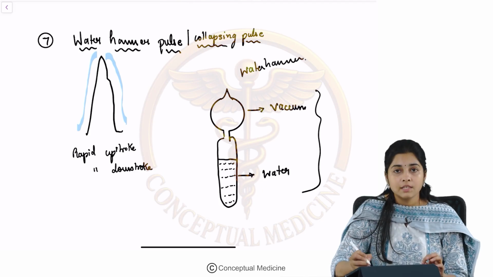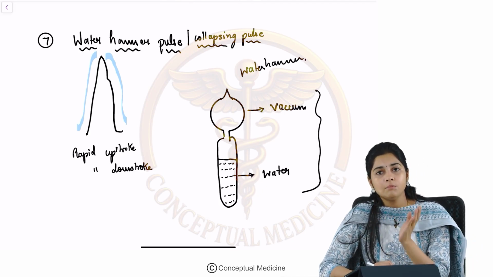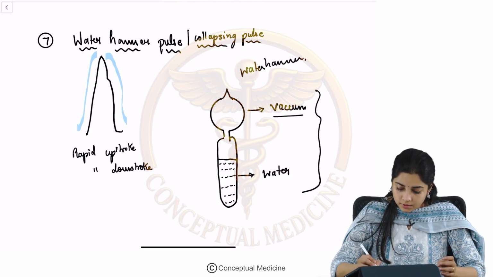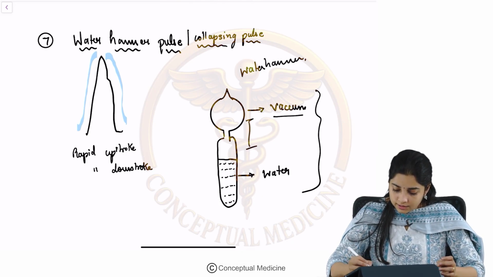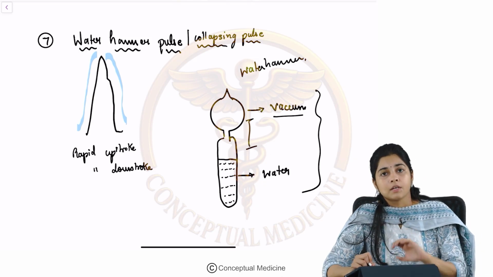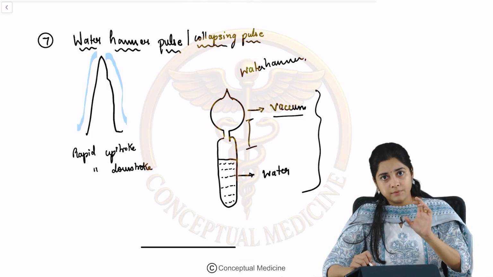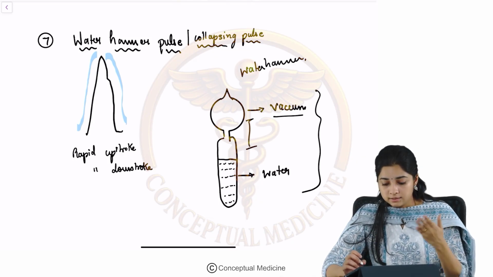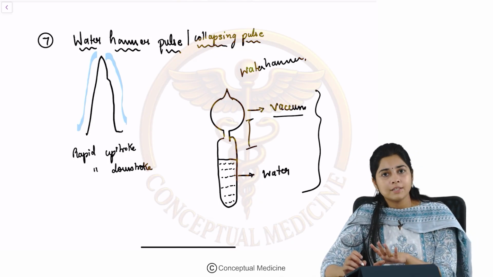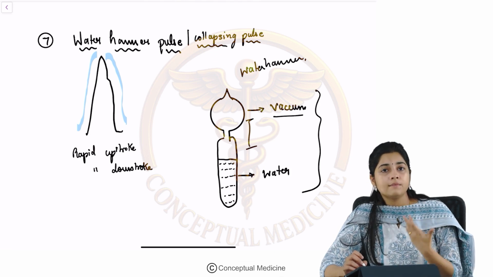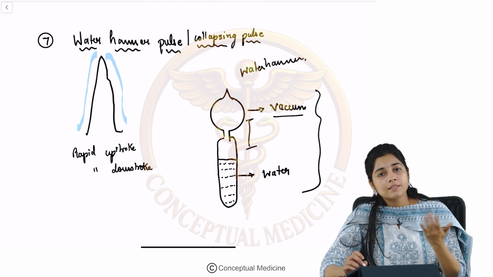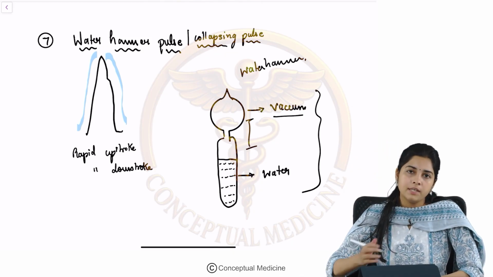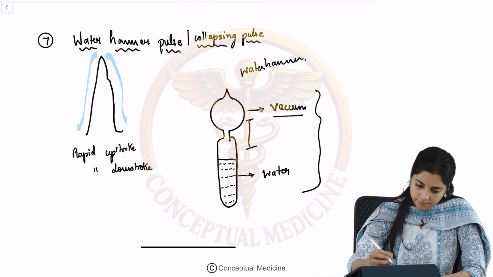In those days there was a toy which was called the water hammer. It was filled with vacuum in one half of the toy, and the other half was filled with water. When you shake it this way, you used to hear a sound like a hammer pounding. That is why it was called a water hammer. When they discovered this pulse, the rapid upstroke and downstroke resembled this toy, and that is why it was named the water hammer pulse.